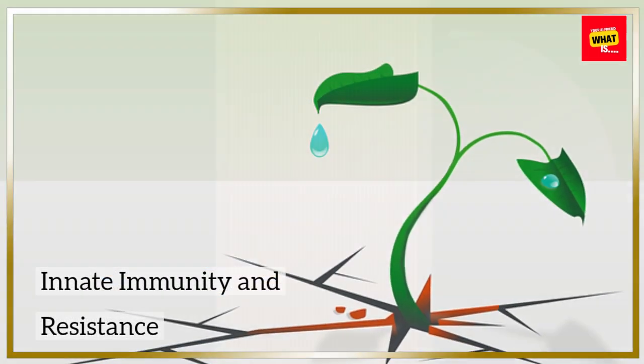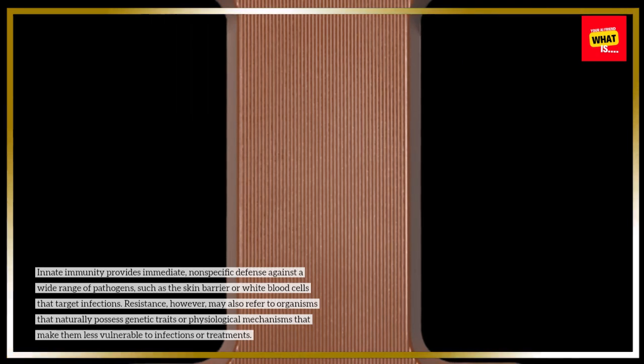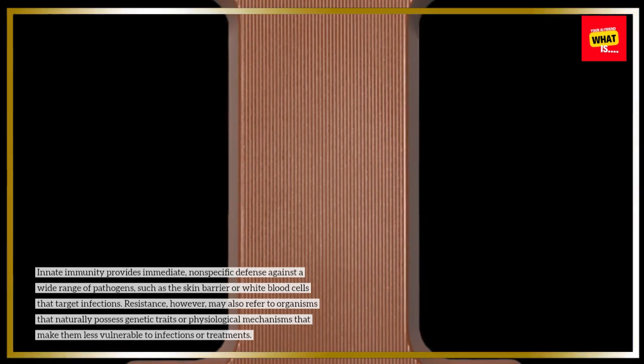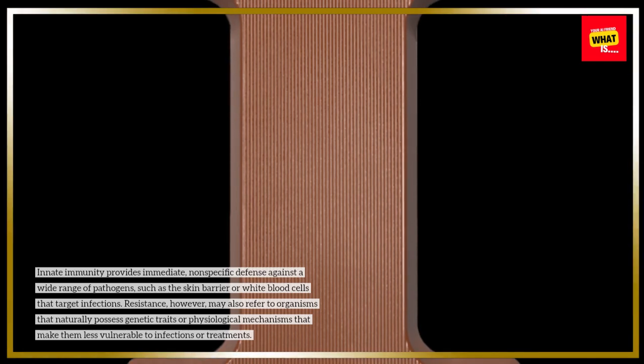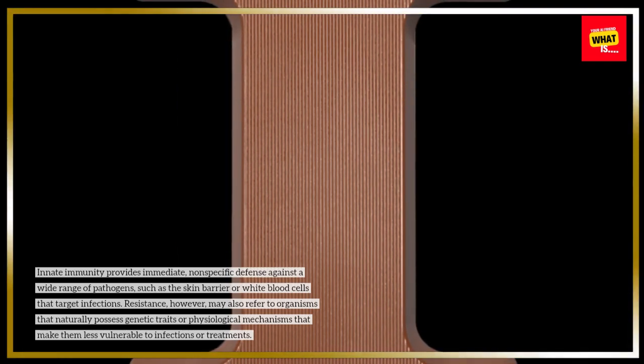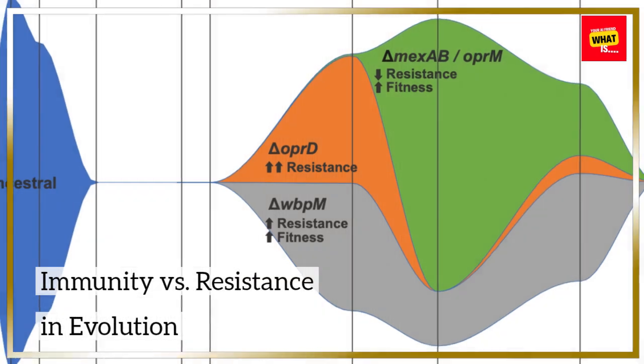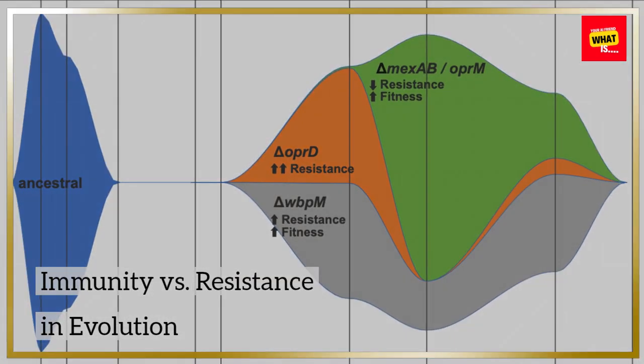Innate immunity and resistance. Innate immunity provides immediate, nonspecific defense against a wide range of pathogens, such as the skin barrier or white blood cells that target infections. Resistance, however, may also refer to organisms that naturally possess genetic traits or physiological mechanisms that make them less vulnerable to infections or treatments.